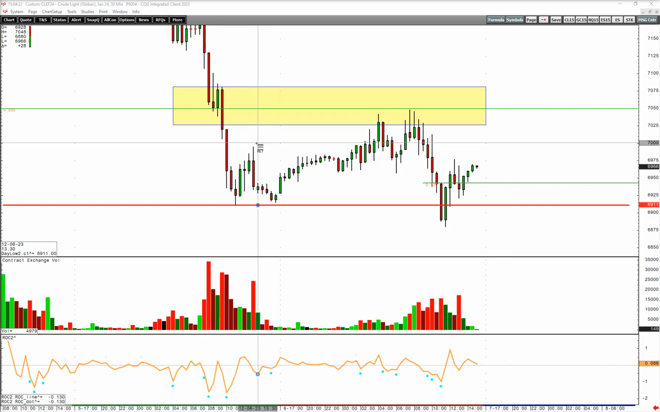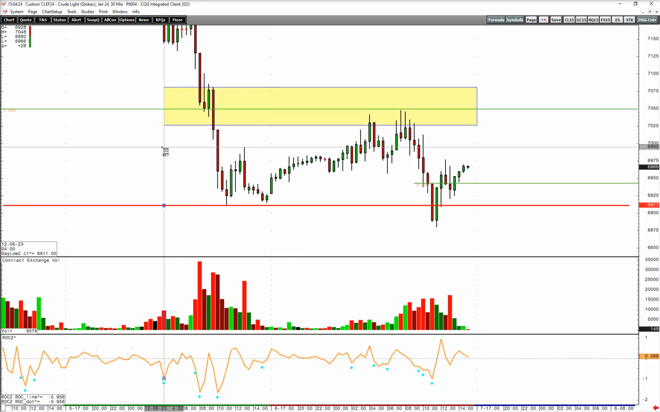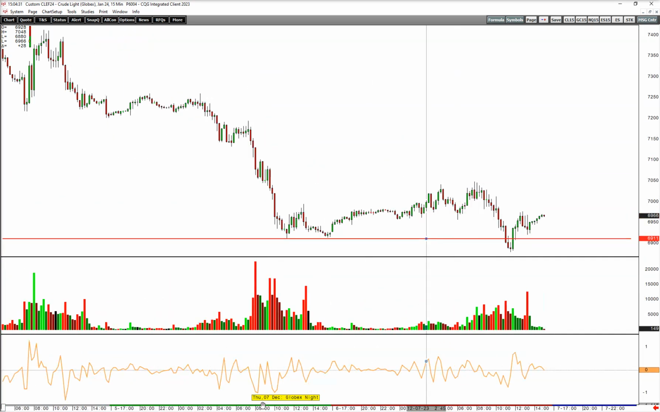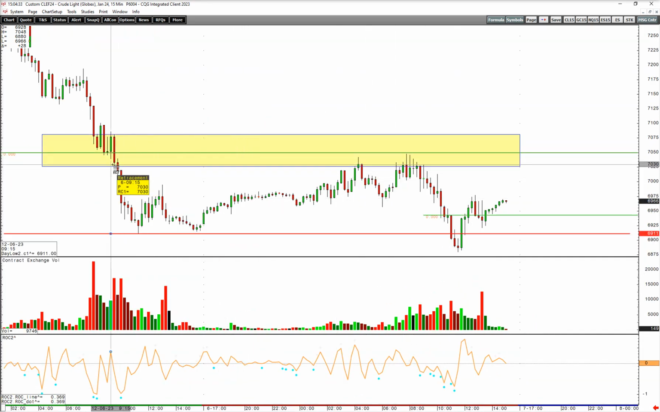This is a 30-minute chart of crude oil, and the significance of this orange box is that it is the EIA bar yesterday, the 15-minute bar at the beginning of which the inventory numbers were released. That's a significant piece of data in the oil market that happens every week, typically on a Wednesday.